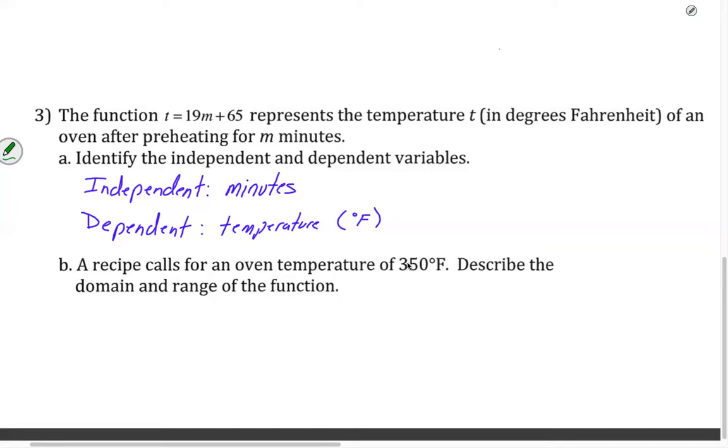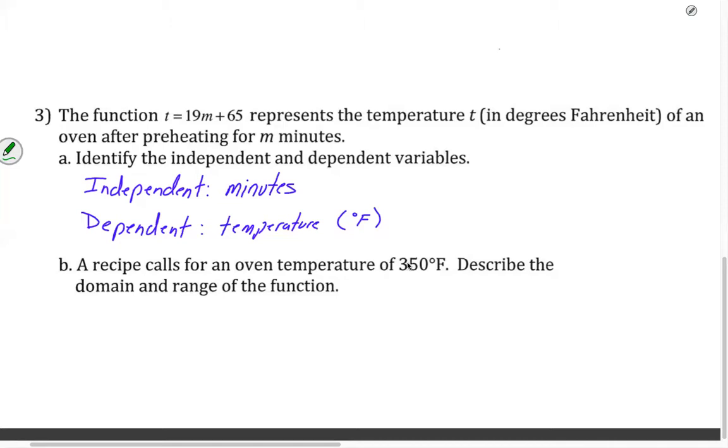Ooh. All right, so this says a recipe calls for an oven temperature of 350 degrees. Describe the domain and range of the function. Now, Jules, for this problem, I need to know how long it's going to take me to get my oven up to temperature. Right? Maybe you have guests coming over. You have to cook your food before your guests come over. So how do I determine this?